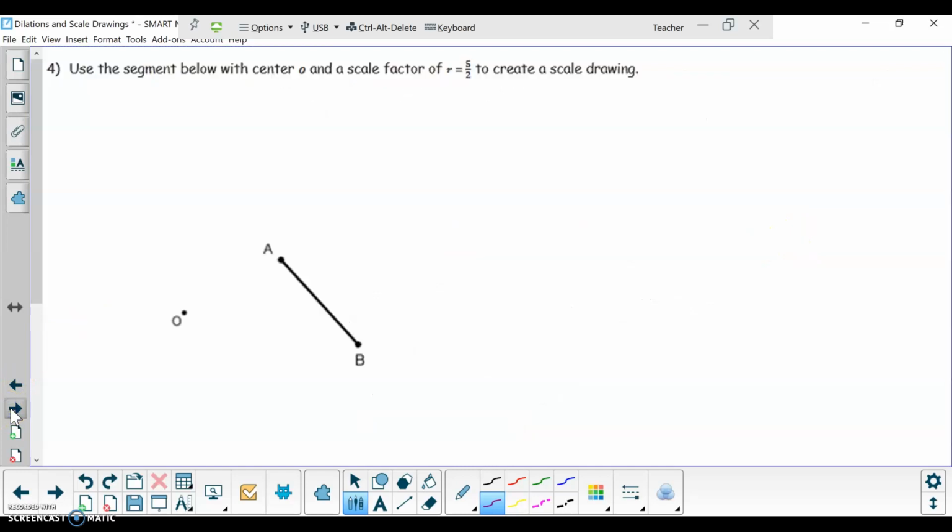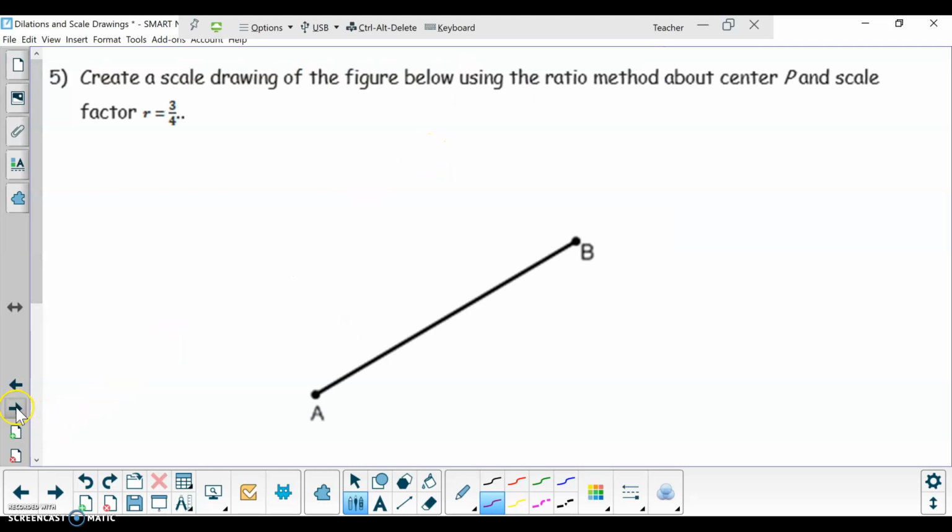Question number 4 is a question I'm going to leave for you guys to try on your own. Basically, you're going to dilate the segment below using a scale factor of 5/2. Remember, 5/2 is equal to 2.5. So you're going to dilate by 1, 2, 3, and then use a bisector to get 2.5. Questions 4 and 5 I'm going to leave for you guys to try on your own.